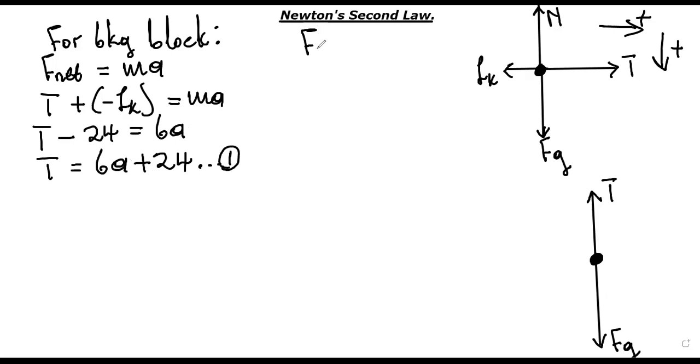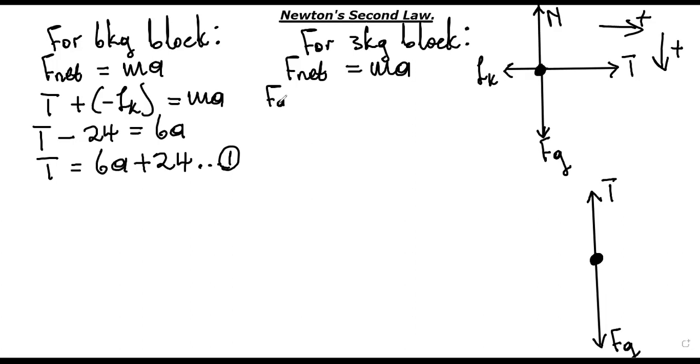Then we shift our focus. We look at the 3 kg block. So once again, we tell them that the net force acting on this block is equal to MA. We only have two forces here which are vertical. So we say it's the tension force which is going up and the gravitational force which is going down. And remember we said downwards is chosen as positive. So this is what we have.